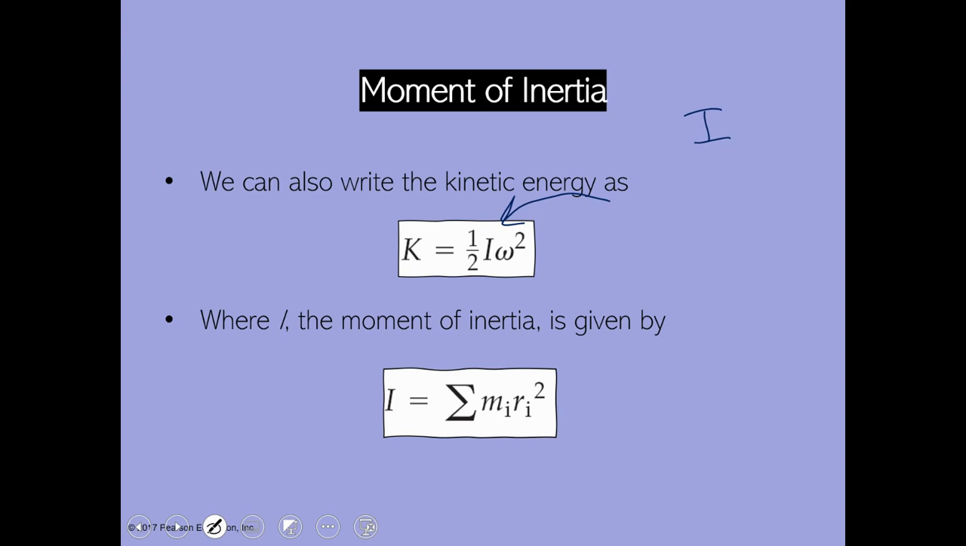The larger our moment of inertia is, the lower the speed will be. And the smaller that moment of inertia is, the higher our speed will be. And this has units. Moment of inertia has units of kilograms times meter squared. So here are the units for I.